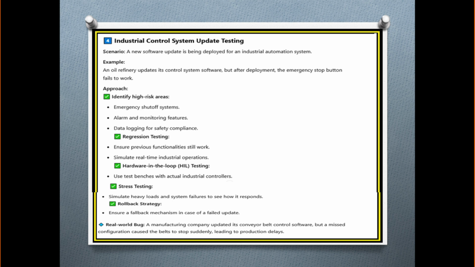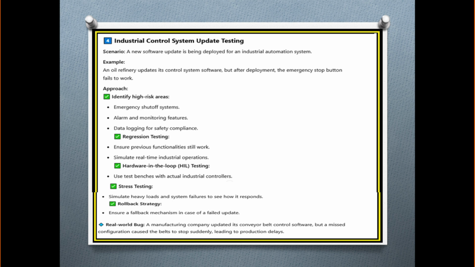In that case, you simply answer that you'll approach it with some basic criteria. The first criterion is to identify high risk areas: emergency shutdown, alarm and monitoring features, and data logging for safety compliance. Then regression testing, to ensure previous functionality still works, and simulate real-time industrial operation with hardware in the loop (HIL) testing. Use test benches with the actual industrial control, and also perform stress testing and define a rollback strategy. Rollback strategy is really important, guys. If your application fails, how soon can you roll back all the changes? This one is really important.